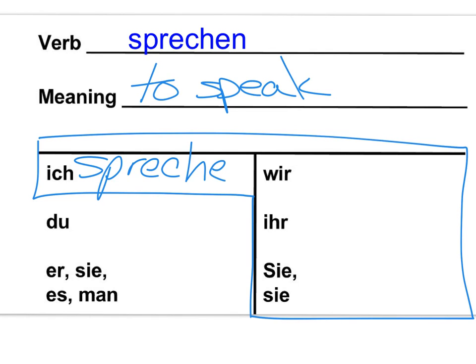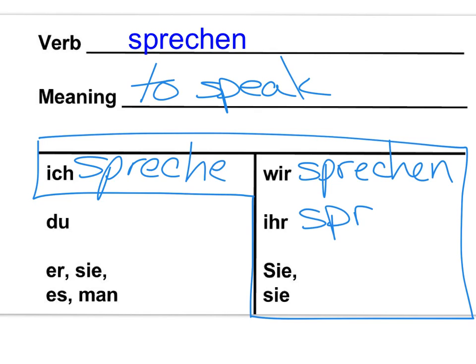Going down the right side. Wir sprechen. Ihr sprecht. Und Sie? Sprechen.